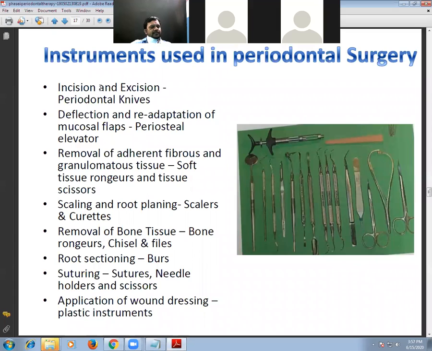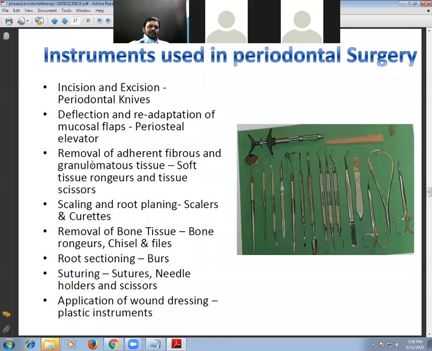So there are various incision and excision instruments, that is periodontal knives. Then reflection and readaptation of mucoperiosteal flaps is usually carried out by periosteal elevators. Periosteal elevators are used for reflection of your flaps. Then removal of adherent fibrous and granulation tissue is carried out by various soft tissue scissors and your soft tissue nippers. In those cases, whatever inflamed periodontal pocket lining is present, we are just removing with the help of your tissue nippers and your soft tissue scissors.